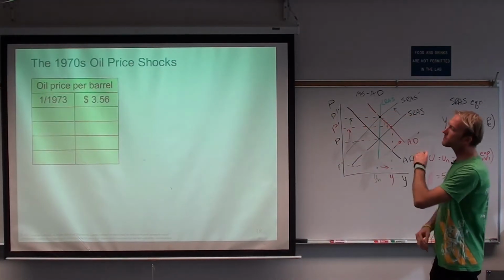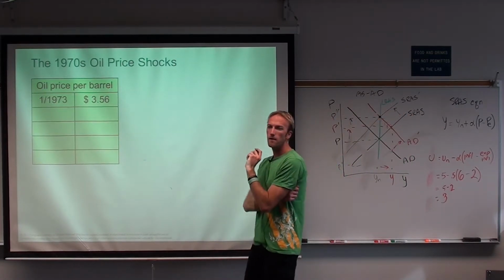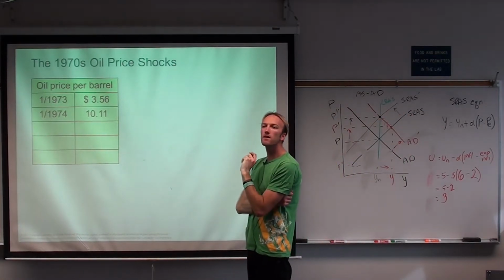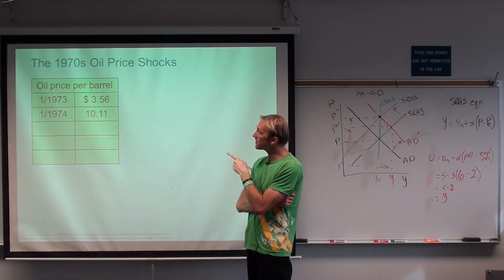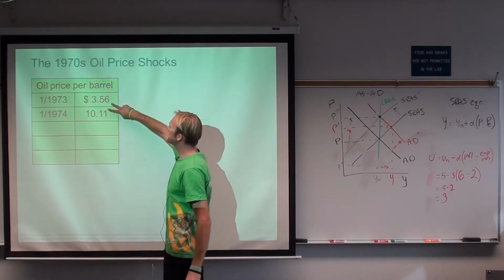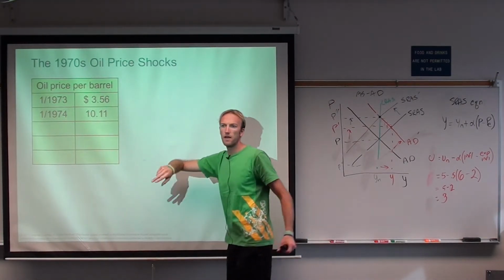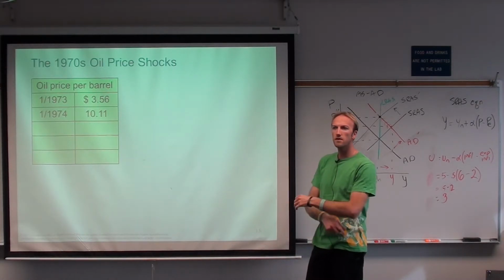Okay? So here was what the oil price looked like. Look, in January 1973, it was $3.56. In 1974, it was $10.11, right? It's a year later. It went up like 3 times, right? Anybody remember why this happened? They all got together and raised prices. It was kind of sort of semi-political.